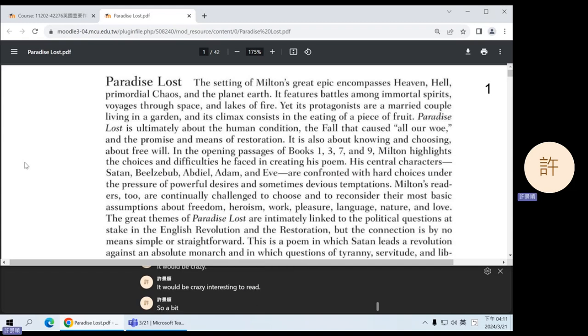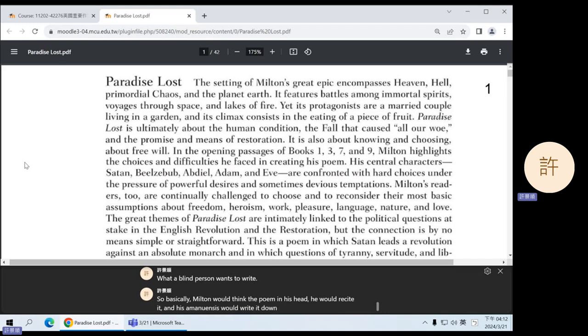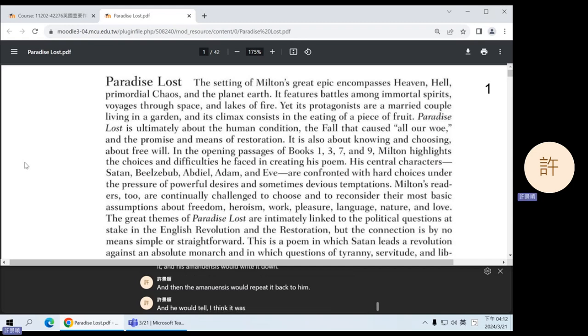So a bit about the publication history. Milton finished the first edition of Paradise Lost in 1662. He was blind, so he had an amanuensis, which is a person who helps write down what a blind person wants to write. So basically, Milton would think the poem in his head, he would recite it, and his amanuensis would write it down, and then the amanuensis would repeat it back to him, and he would tell, I think it was her, which parts to change. So, you know, it was not a fast process. He didn't have a computer.